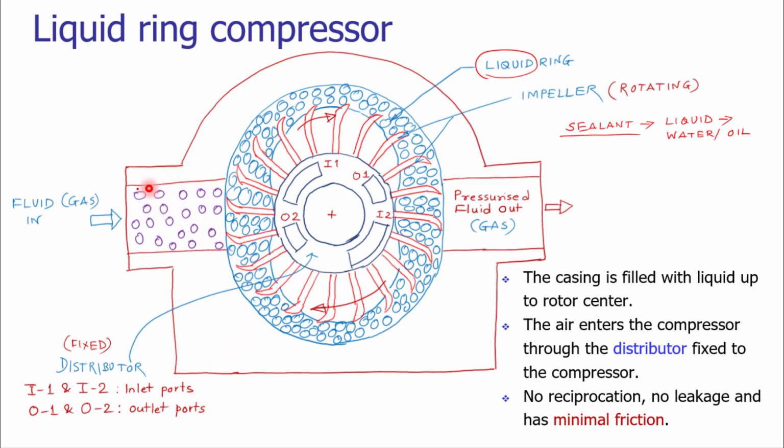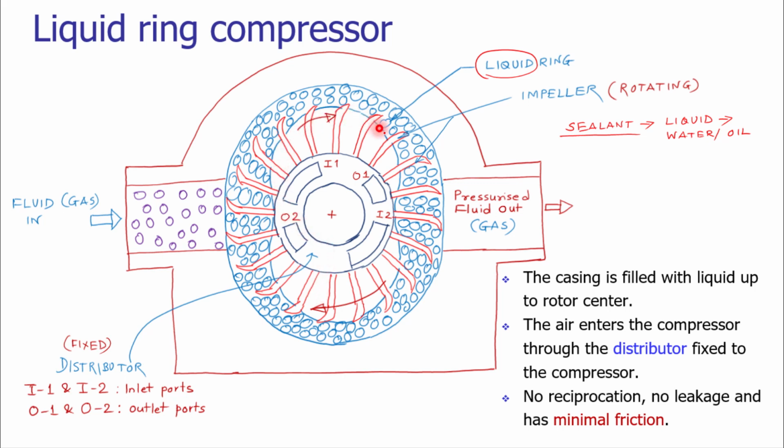The casing has the main inlet port, or main opening, through which we get the gas or air at ambient pressure, and the casing has a main outlet port through which we take out the pressurized fluid. The liquid ring compressor uses a certain liquid, and that liquid may be water or oil.